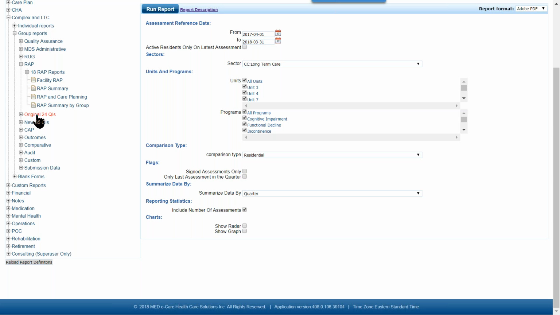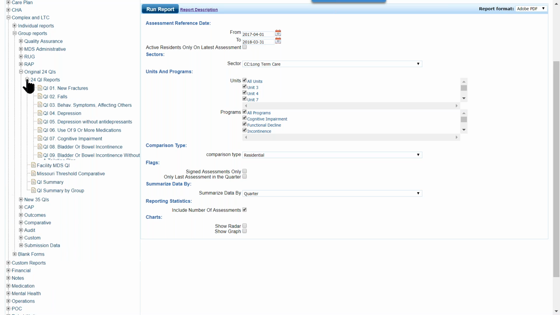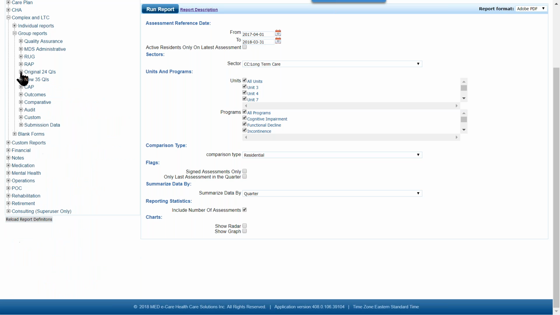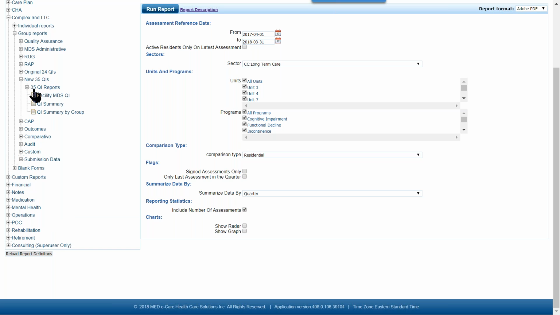It's the same thing with the 24 QIs and the new 35. Everything about running the reports is identical. So if you can see the types of reports here, everything I'm going to say about the 35 QIs is going to apply to the 24, and we're going to concentrate on the 35. All right. So let's open that up.